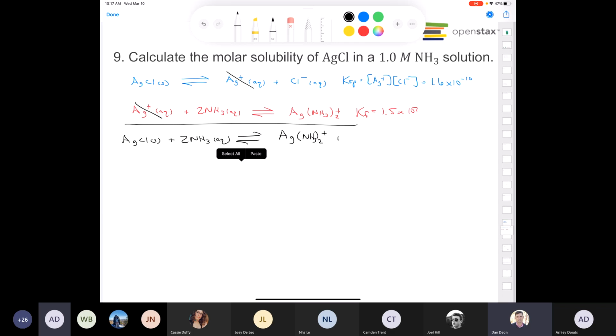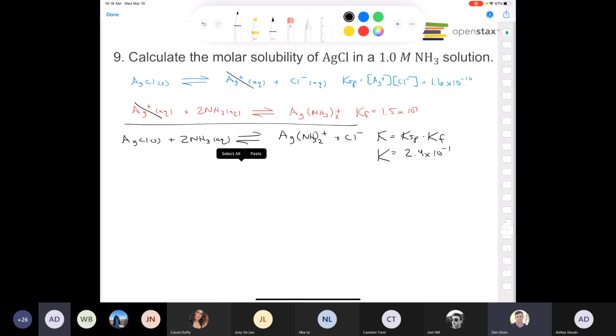Plus a chloride ion. And the K for this process is going to be the product of the two Ks, the KSP times the KF. Now I've already gone ahead and multiplied those two together, and you get that your K is equal to 2.4 times 10 to the negative 1.